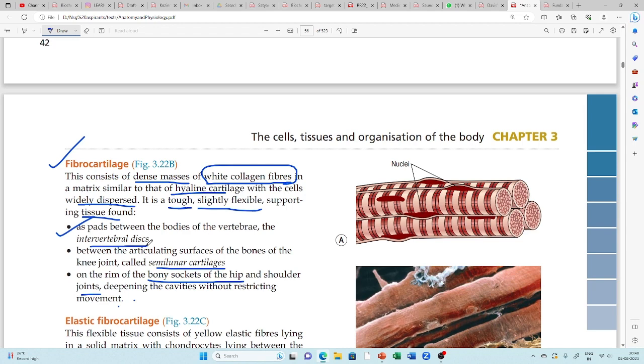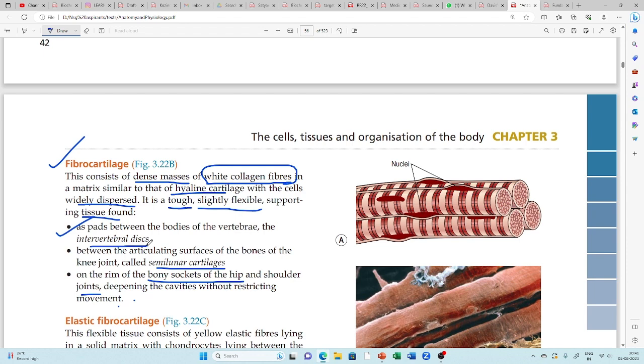In the recent first semester exam of Kerala University, they asked for an example of fibrocartilage, and the answer was the intervertebral disc only. The examples were given, and we had to choose the example for fibrocartilage. It was the intervertebral disc. Another one is in the joints, where we can see the semilunar cartilages, which are also made up of fibrocartilage only.